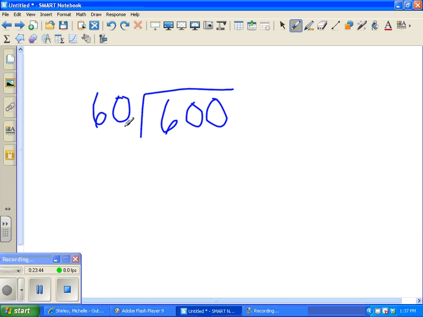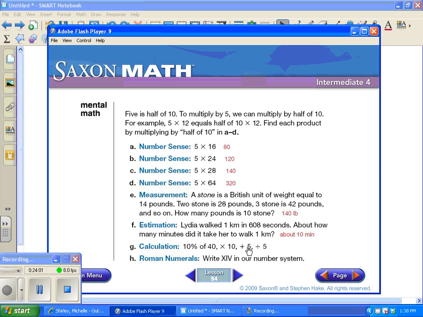So how many groups of 60 could you get out of 60? Your 1 would go right here, wouldn't it? Because 1 times 60 is 60. And then we also have to have a placeholder here. How many groups of 60 could I get out of 0? 0. So how many minutes would that be? It's about 10 minutes, okay?